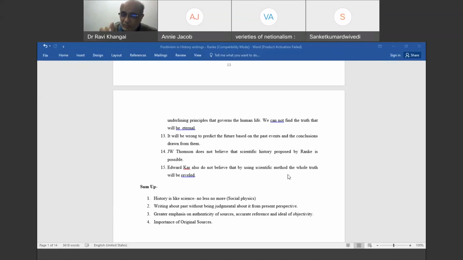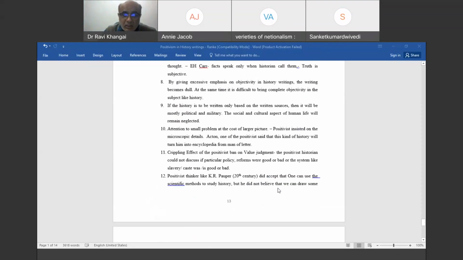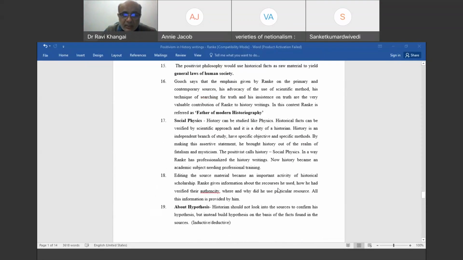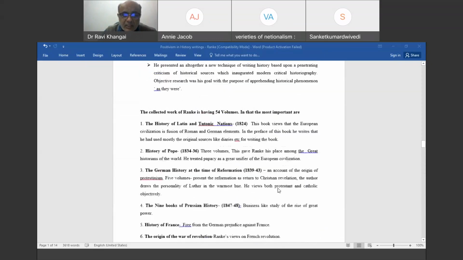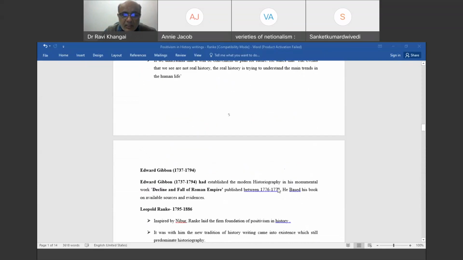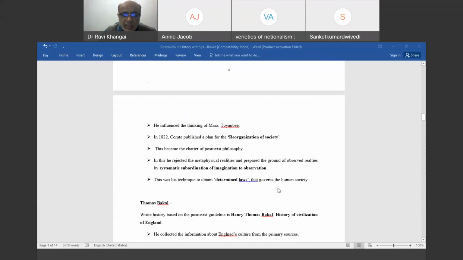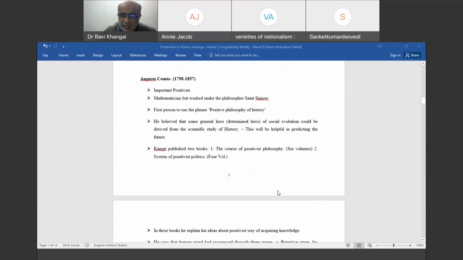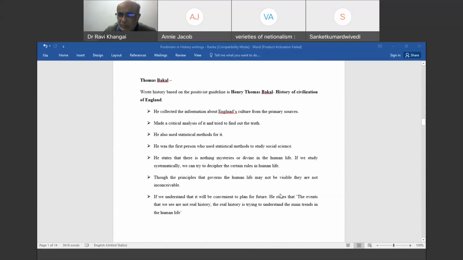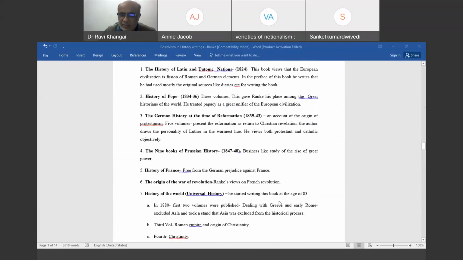I told you about the different important positivist thinkers, Niebuhr, and then Kant, then Thomas Buckle. Just a minute. What was his name? French. Edward Gibbon, Thomas Buckle, and then Auguste Comte, and then Ranke's books. Ranke has written different books, and Ranke's seminars were also very famous.